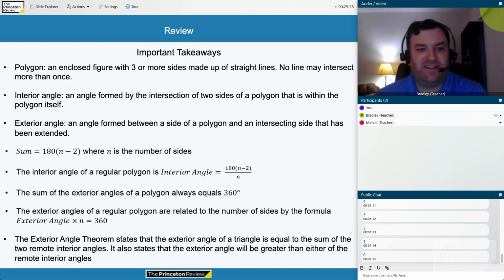And lastly, the exterior angle theorem states that the exterior angle of a triangle is equal to the sum of the two remote interior angles. It also states that the exterior angle will be greater than either of the remote interior angles, right? So the remote interior angles, remember, are the ones that are not supplementary to the exterior angle in question. And that only applies to triangles.